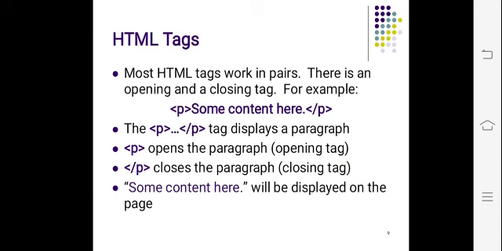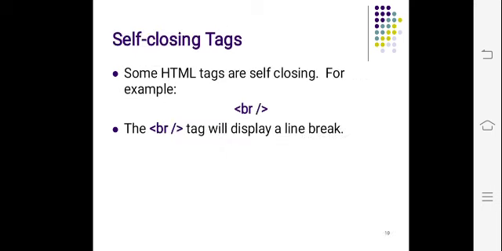For example, here is a paragraph tag we are using for example purpose. All the tags start with a less than symbol and close with a greater than symbol, and the closing tag also consists of the same, but includes the slash also. The P tag displays the paragraph. P open is the paragraph opening tag. Slash P closes, the paragraph closing tag. Some content here will be displayed in the page. We will see the same example in further steps also.